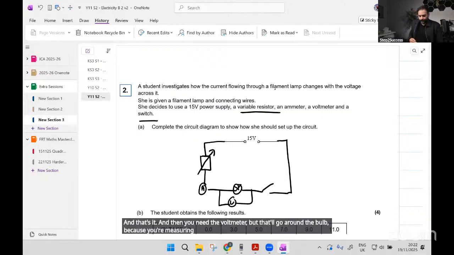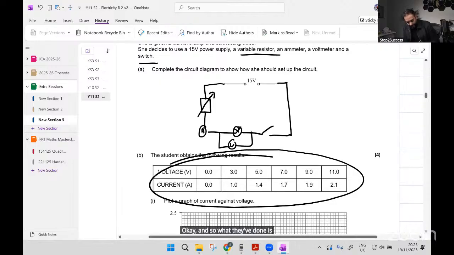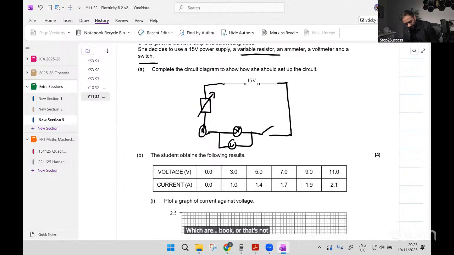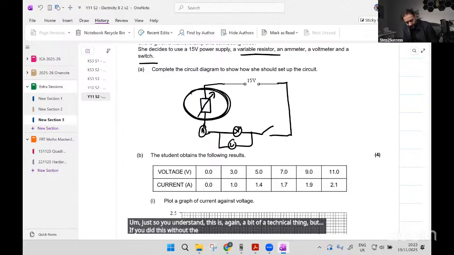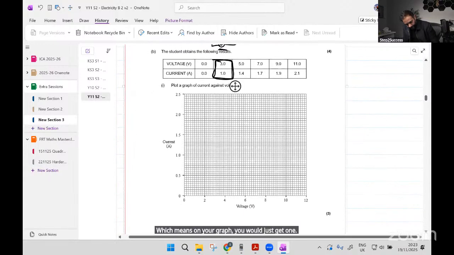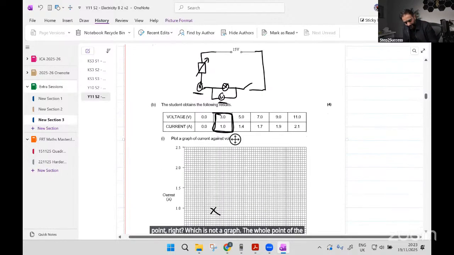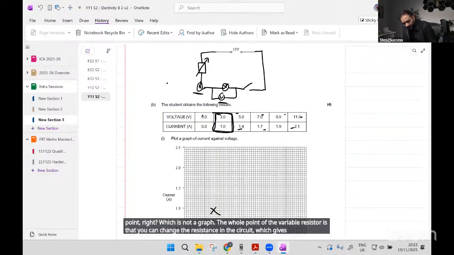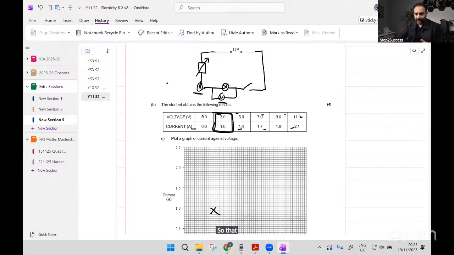Okay, and so what they've got are these results. Just so you understand, this is a bit of a technical thing, but if you did this without the variable resistor, you would get one value for current and one value for voltage. That's all you'd get, which means on your graph you would just get one point, which is not a graph. The whole point of the variable resistor is that you can change the resistance in the circuit, which gives you different values so that you can gradually plot the graph.